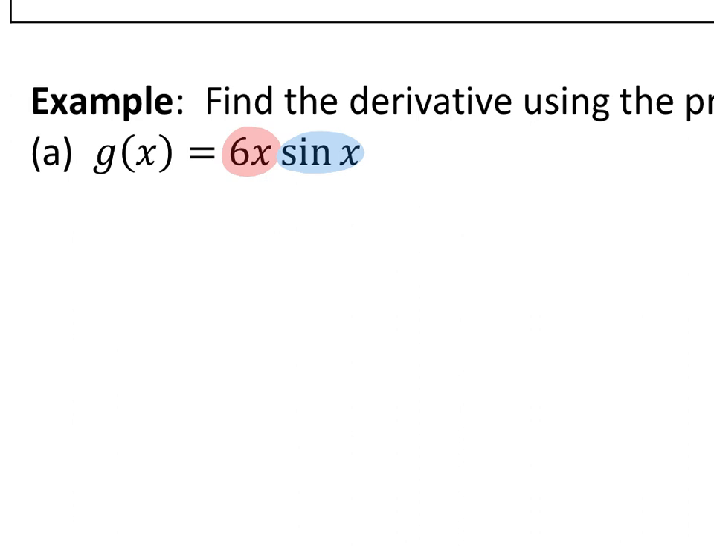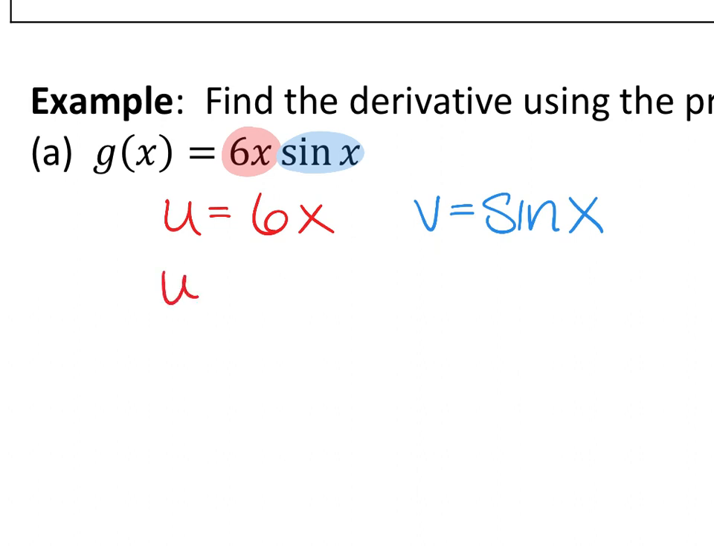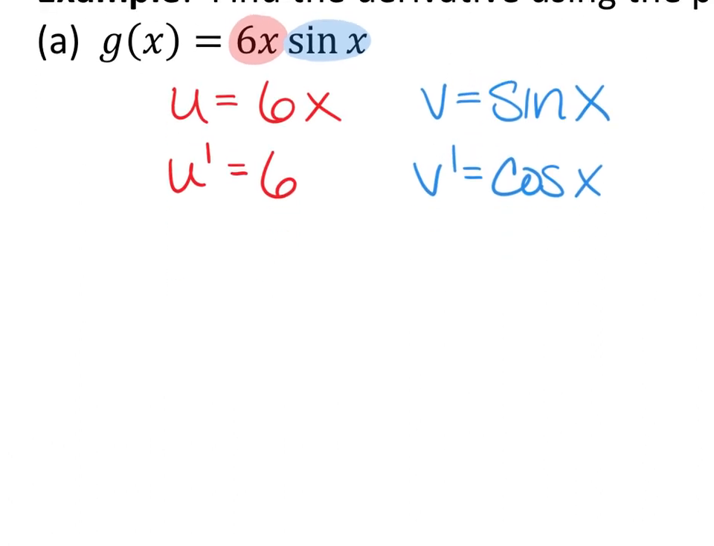What we're going to do is assign 6x to be u, and we're going to assign sine of x to be v. See how I've just separated them into the first part and the second part? We take the derivative of each part separately. u prime is going to represent the derivative of 6x. What is the derivative of 6x? 6. Great. What is the derivative of sine? Cosine. So now that I have u, v, u prime, and v prime all written down, I just have to put them back in the correct order for the derivative.